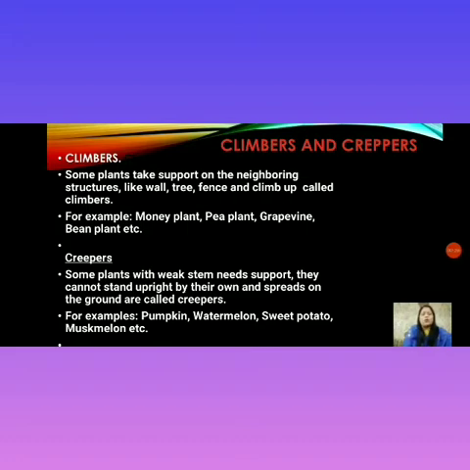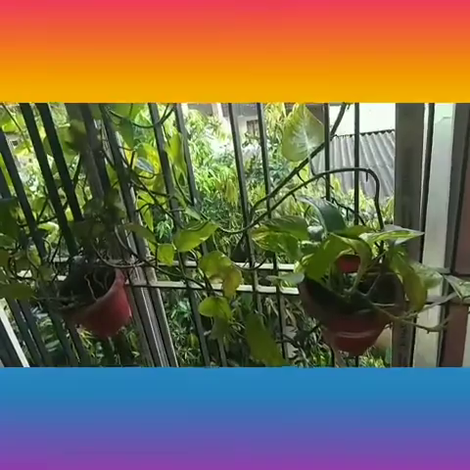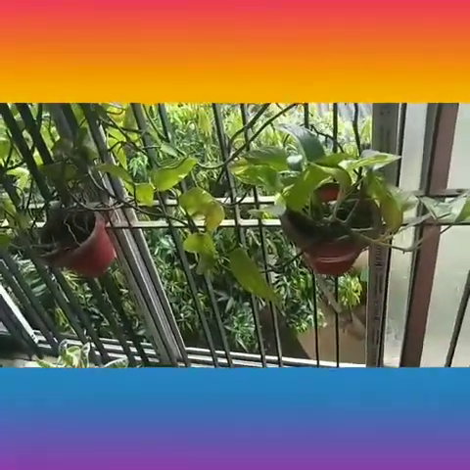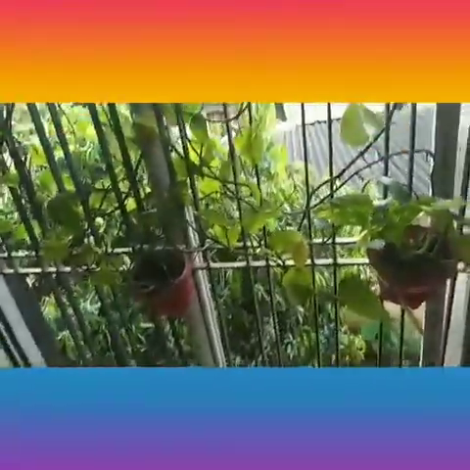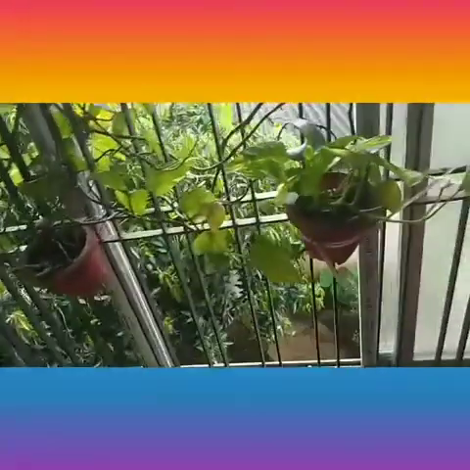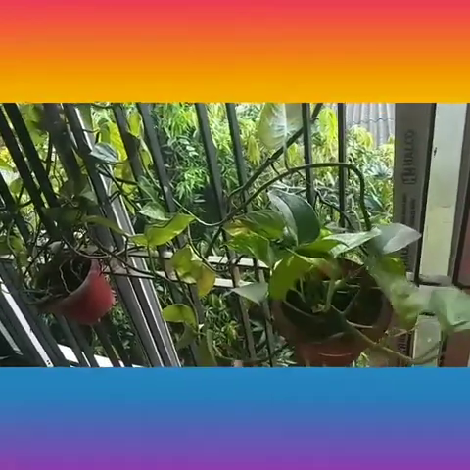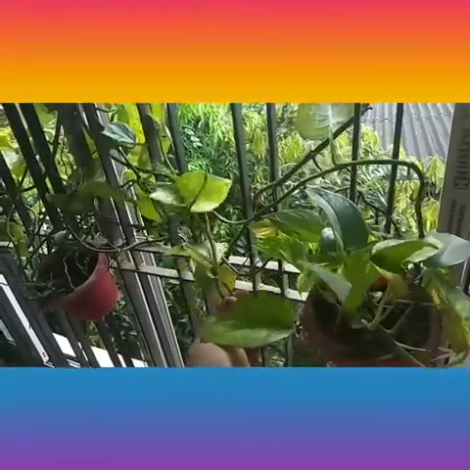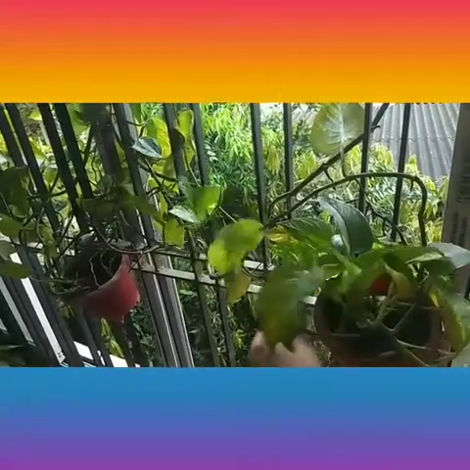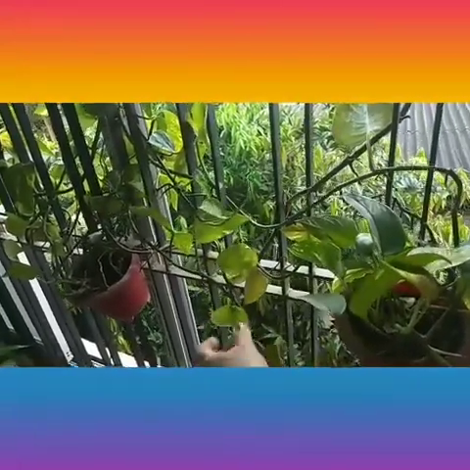Children, to make it clearer what climbers and creepers are, I would like to show you a small clipping. I would like to show you one very common example of a climber. I hope you are able to identify this plant. This is a money plant. It's a wonderful example of a climber. You can see, since it cannot stand upright by itself, it takes the support of these grills, and it is climbing over the grills.